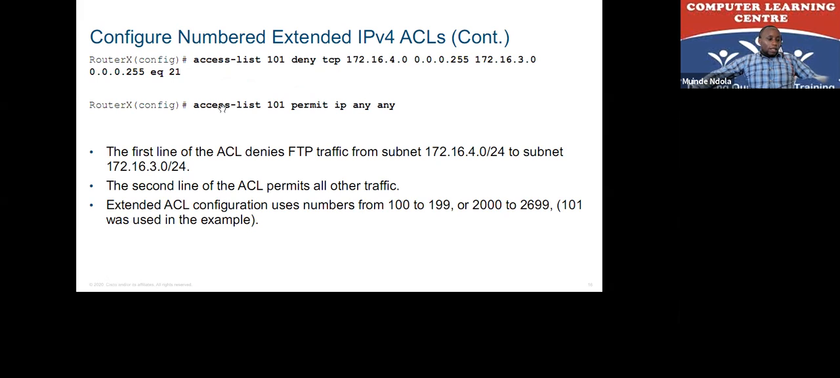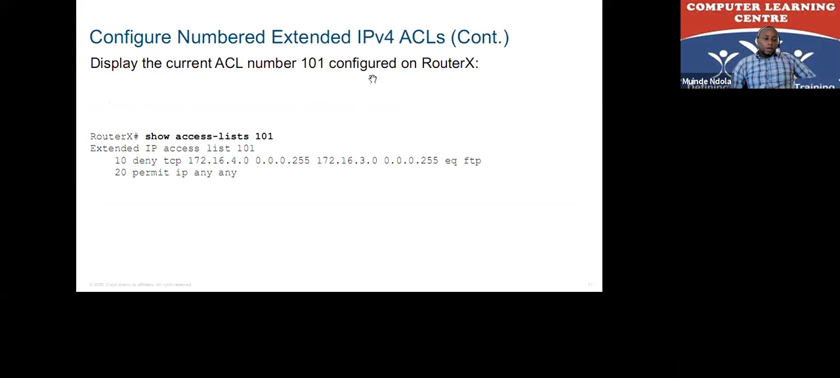Then they have added the other command, access list 101 permit IP any. The permit IP any is just to override the implicit deny all. The only thing they wanted to deny was 172.16.4.0 going to 172.16.3.0, while everything else is permitted. So when you say show access list, the deny statement comes with sequence number 10, then the permit statement comes with sequence number 20. So now the order is right.